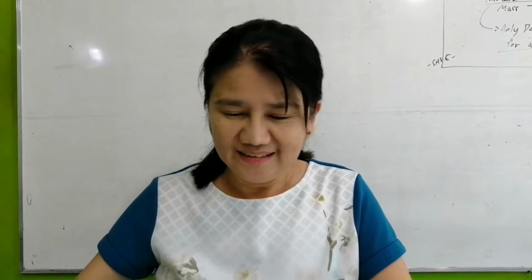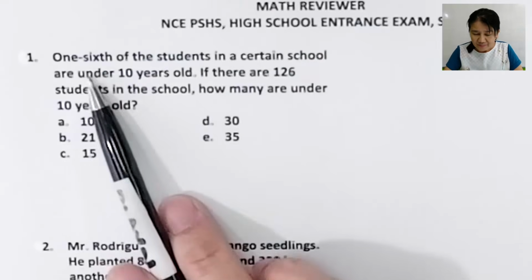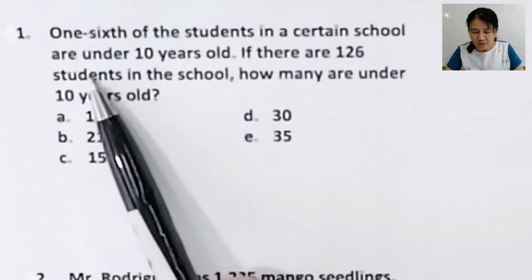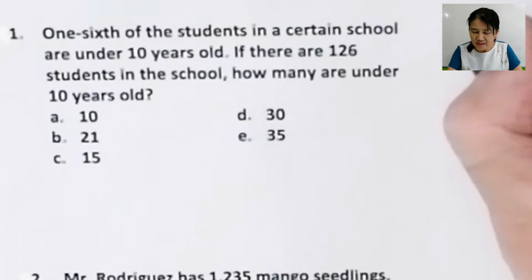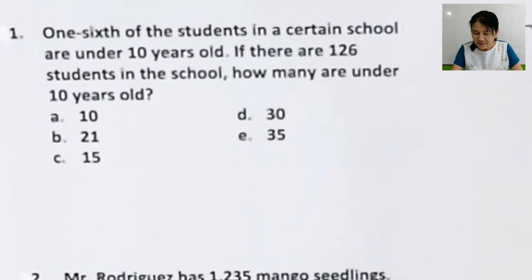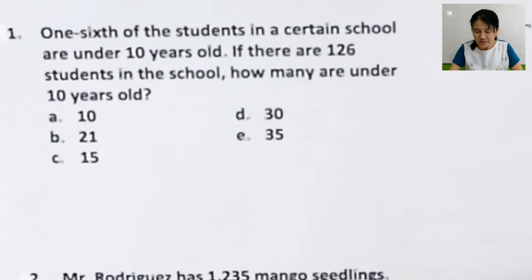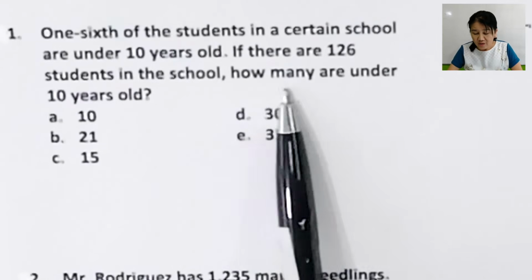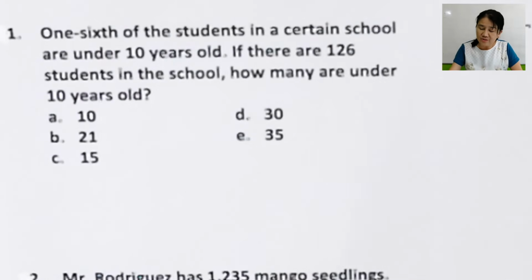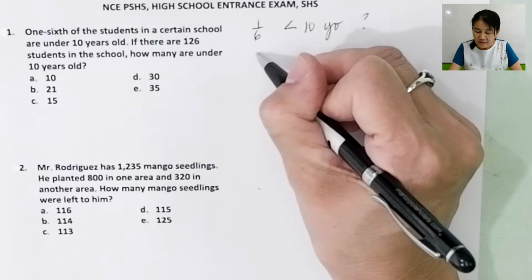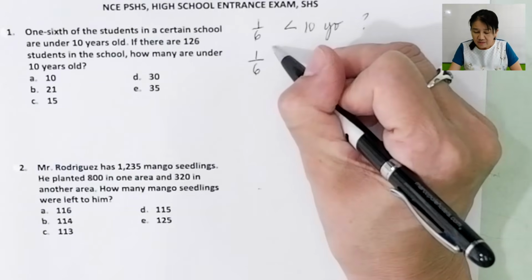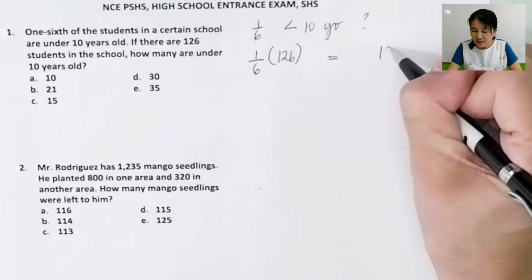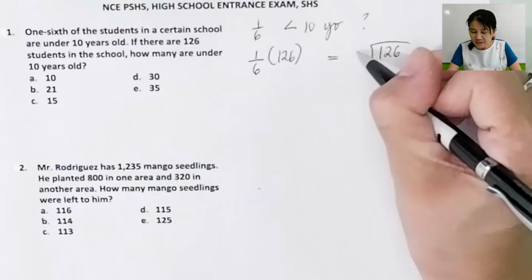Let's start. Okay, problem number 1. 1/6 of the students in a certain school are under 10 years old. If there are 126 students in the school, how many are under 10 years old? So you simply get 1/6 of 126, which is 126 divided by 6.